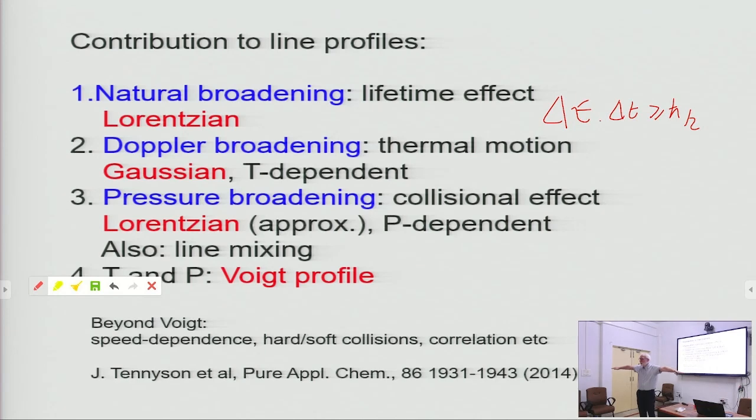It's known, for instance, for water, that with a standard Lorentzian the far wings are underestimated. For an awful lot of other molecules, they seem to be overestimated. But actually what the correct functional form is and what the exact physical process is in the far wings seems to be a subject of debate.